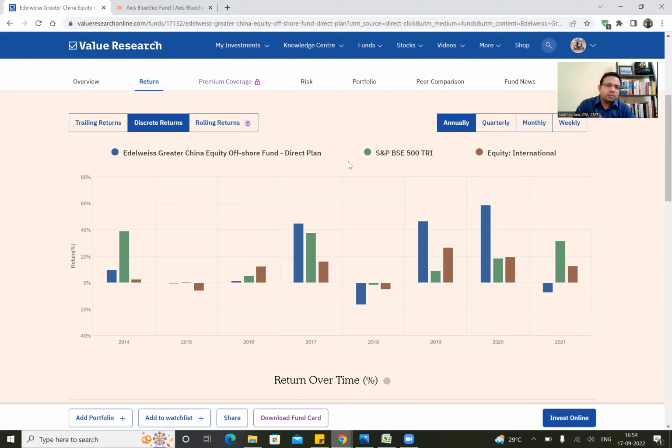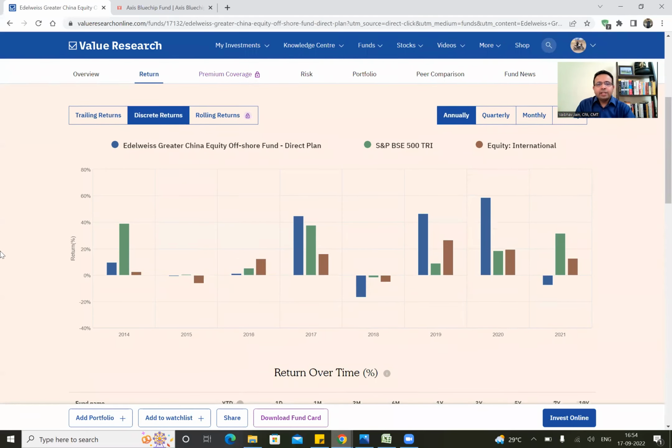If you look at Axis blue chip fund, this would be S&P BSE 100. Now whether to take S&P BSE 100 or 50, that is something which the AMC and the scheme only decide, and whatever they have asked, they would have put, so the benchmark comes in here in the same way.